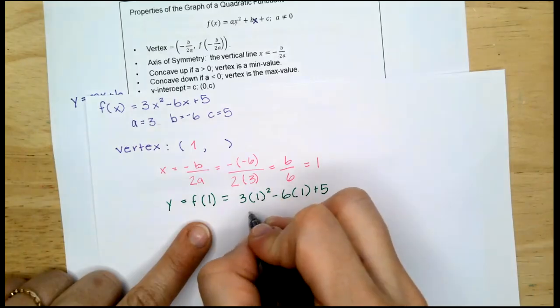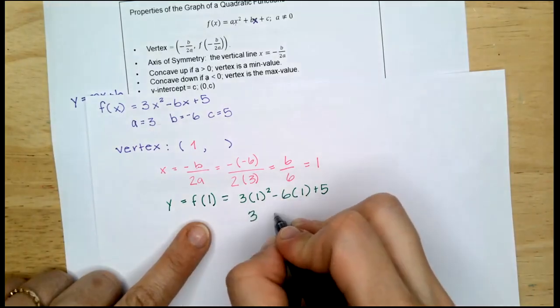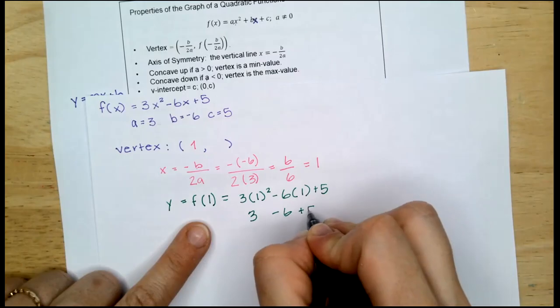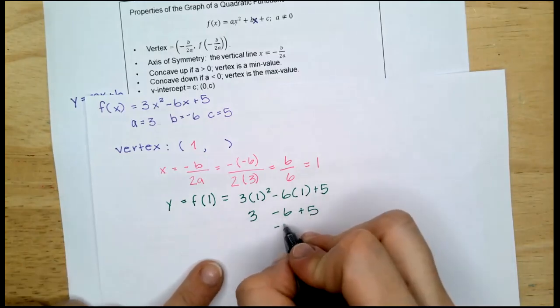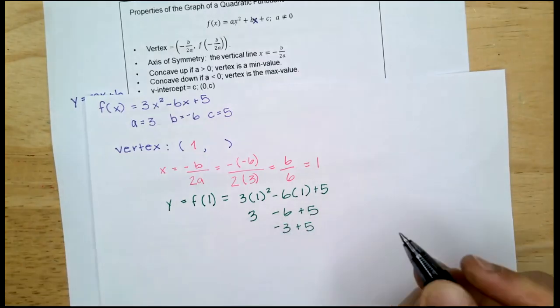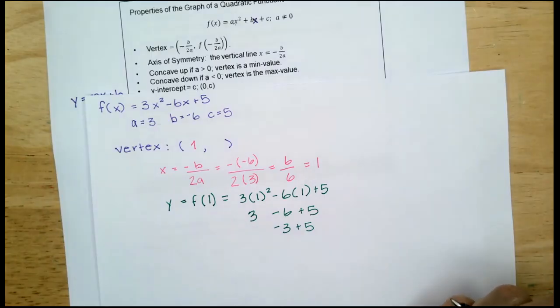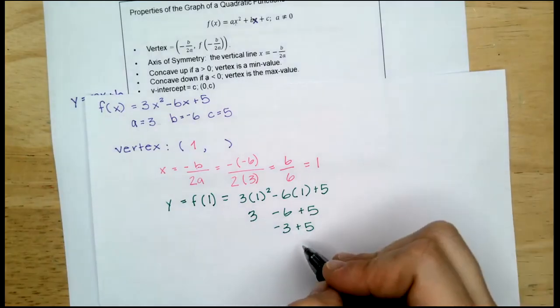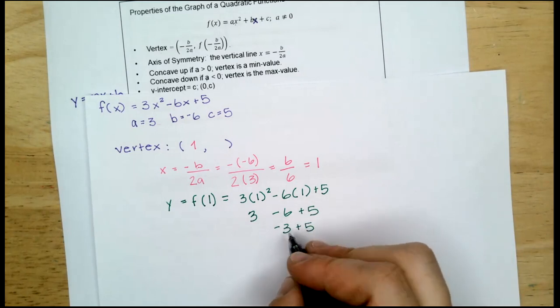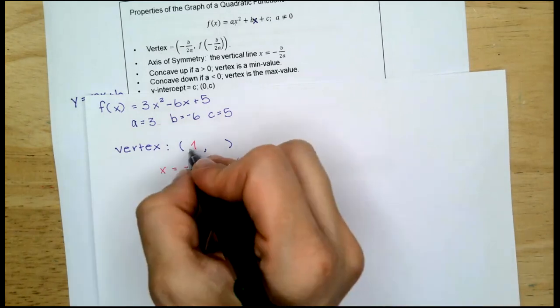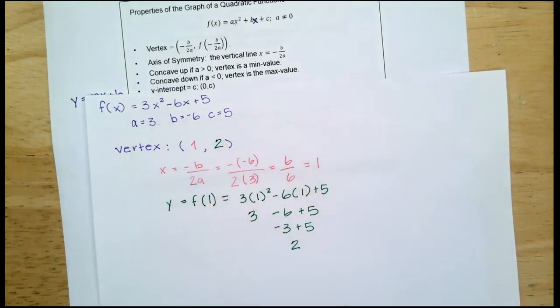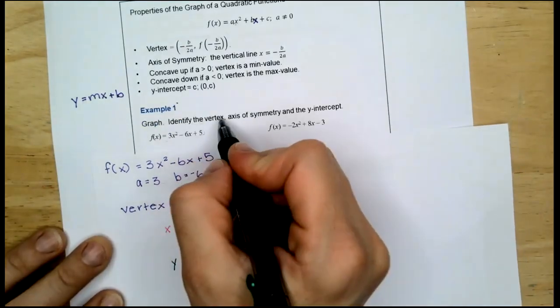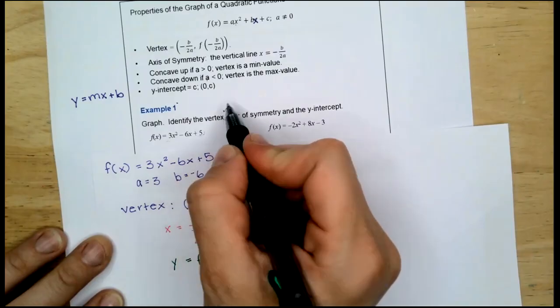So I put in a 1 for every x value. 1 squared is 1, so 3 times 1 is 3. Negative 6 times 1 is a negative 6 plus 5. 3 minus 6 is a negative 3 plus 5. It's just good to do it one step at a time so you don't make mistakes. And then negative 3 plus 5 is the same as 5 minus 3, so that's just a 2. So my vertex is 1, 2. Okay? It asked us to find the vertex. So we got the vertex.